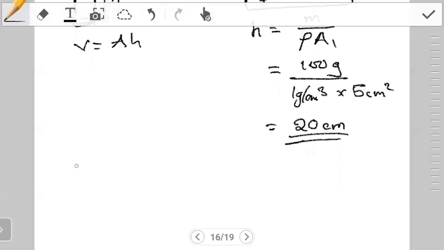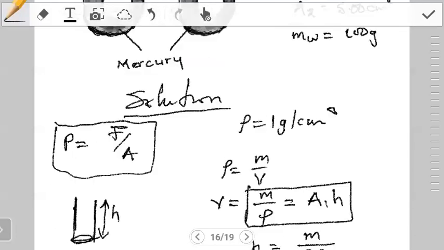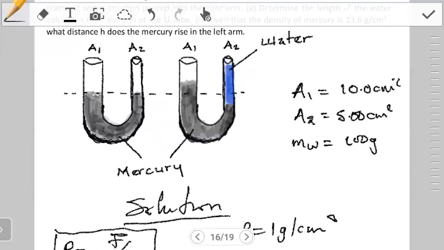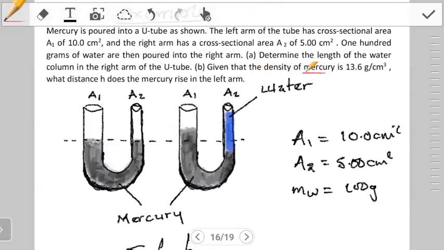Now let's move on to part B. In the second part, they want us to find how high the mercury rises on the left arm. Given the density of mercury, at what distance h does the mercury rise in the left arm? So this part here is what they want us to find.